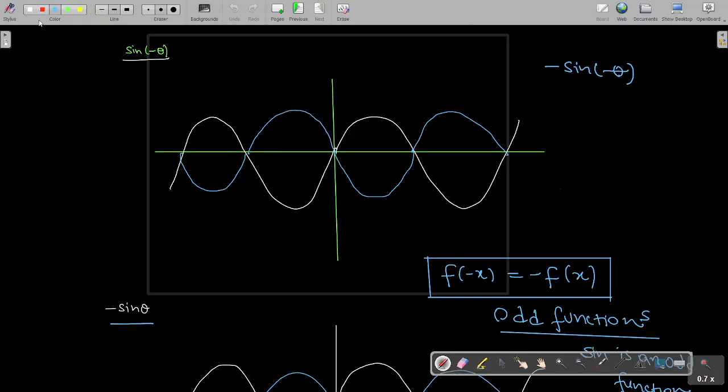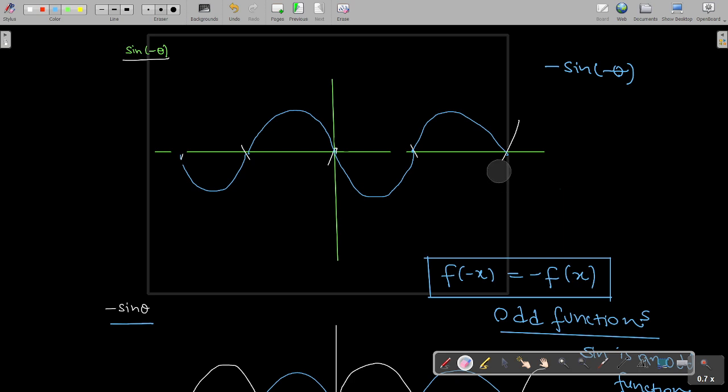We have already drawn this, right? So let's erase the original sine theta graph so that it's clearer to us. Let's erase the white graph. So we have got sine of minus theta. This is sine of minus theta. No problem with that, right? Now what we have to draw is minus of sine of minus theta. We already know the graph of this. Now consider this as f of x. What you have to draw is minus f of x.